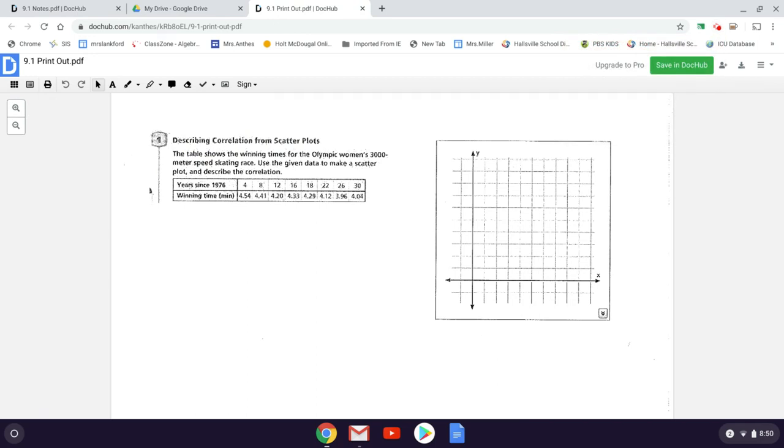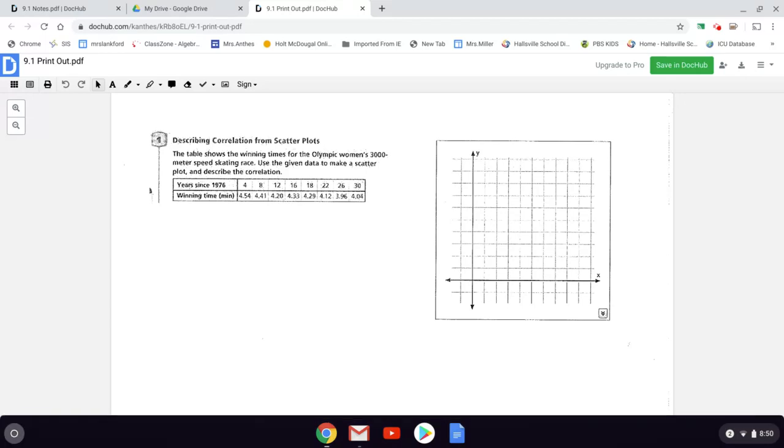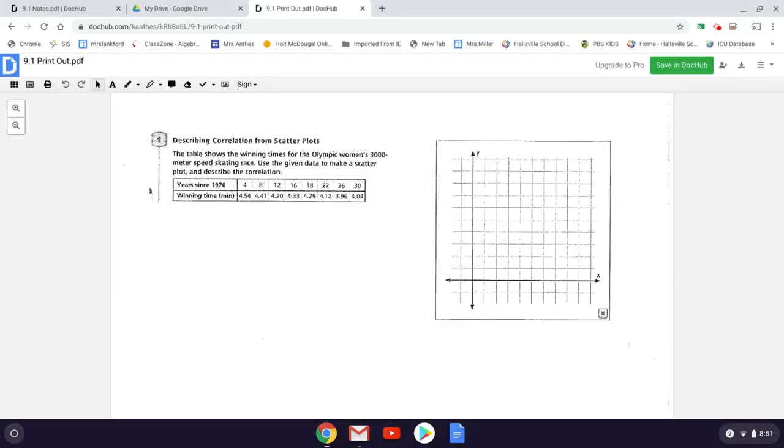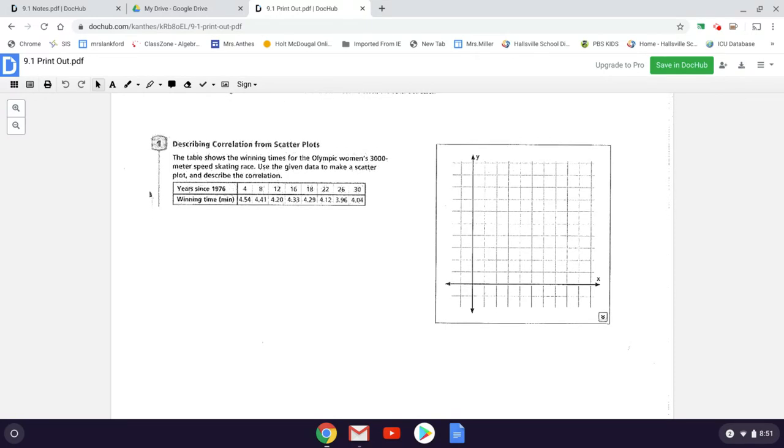So we have a data table here, and it is showing the winning times of the Olympic women's 3,000 meter speed skating race. And we are going to use this to make a scatter plot and describe the correlation. So in order to do this, you almost have to start not at 0. So what we could do is make every box go by 4 on the x-axis, and that would represent the years since 1976.